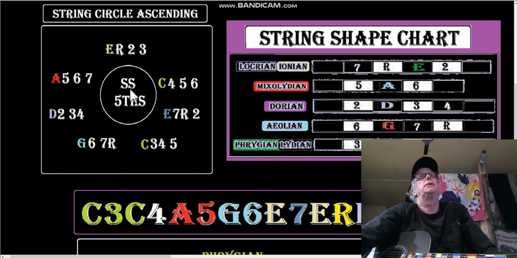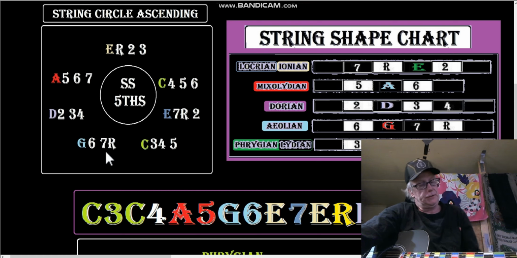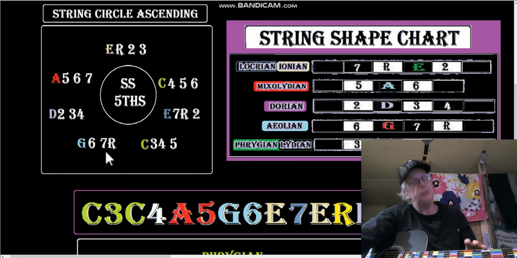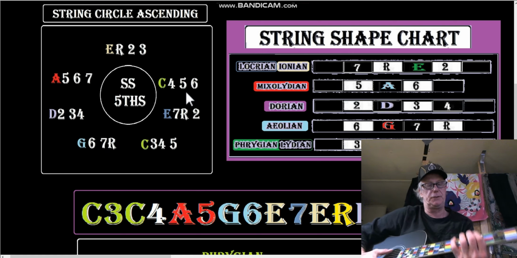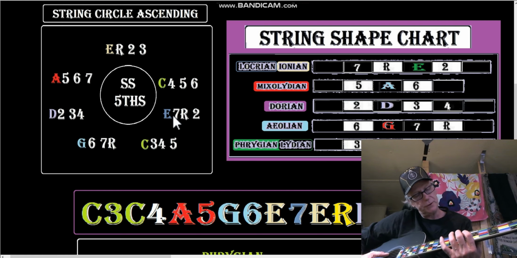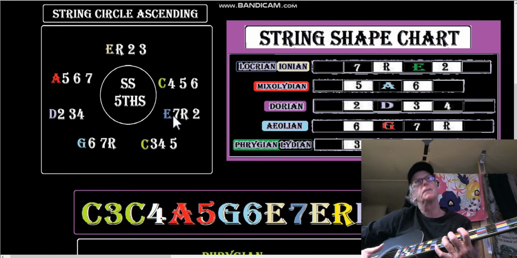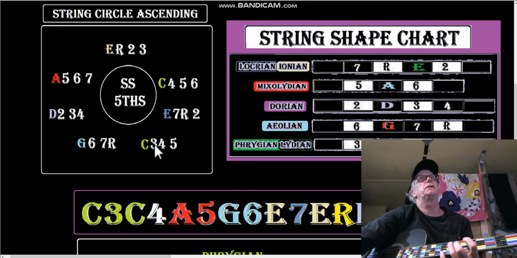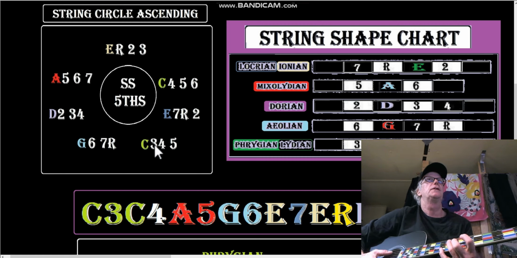It's just a short term for string shapes. So no matter where we start. Okay, so let's look at something in the middle. Say we want to start with the C 4 5 6 here. So we just go 4 5 6 to the E 7 root 2. These are fifths, string shaped fifths.